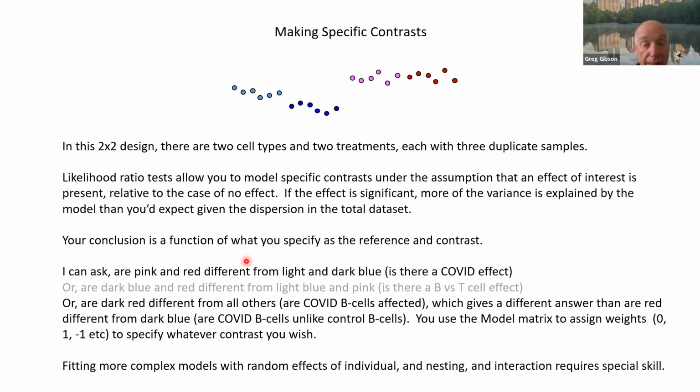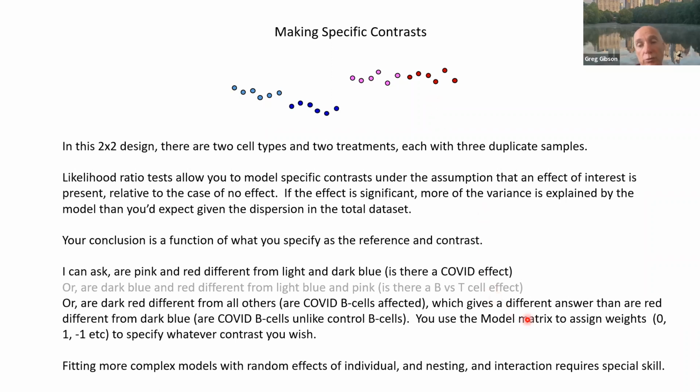I can ask, are the pink and the red, so are the COVID samples, different from the light blue and the dark blue? So is there a COVID effect? The simplest model is just to ignore the cell type difference and do that contrast. I could maybe also ask, are dark blue and dark red different from light blue and light red? In other words, is there an overall COVID effect? Okay, so that's a different model. Or I could ask, is the dark red different from all of the others? In other words, are the B cells in COVID unlike any of the other cells?